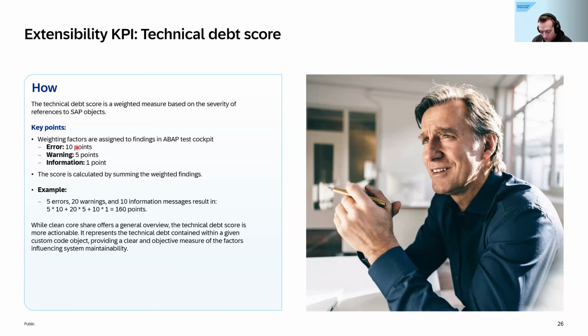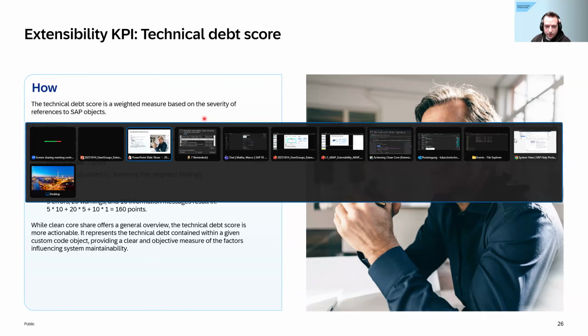Of course, it should be somehow considered how big is an object, how important is an object, what's the runtime, the usage of that object. So is it often used or not? All of this needs to be considered, but this is for me the central KPI when it comes to extensibility. Every object can be given the score, and you can already see it as a teaser in our RISE dashboard.